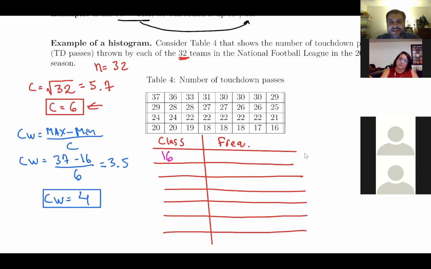Once you get to 16, what you want to do next is get the class width. My class width is 4. In order to get the next number, I'm going to add the class width, so plus 4. If I do plus 4, you get 20. For the next number, once again plus 4, and we get 24. Next, plus 4, you get 28. The next number is 32. The next number, you should get 36.